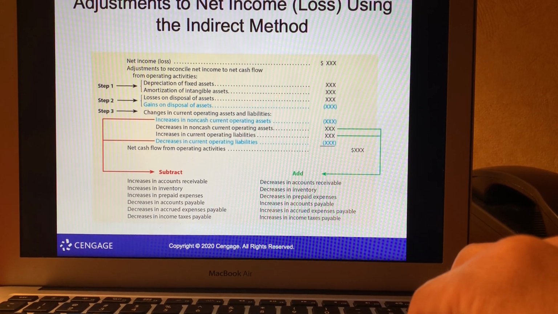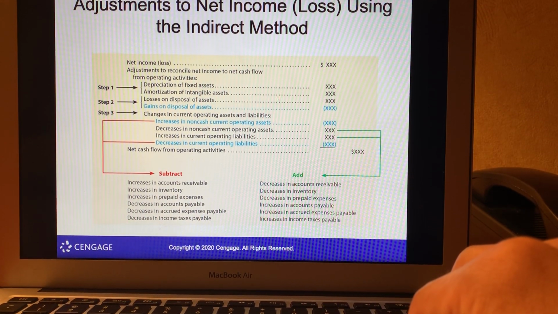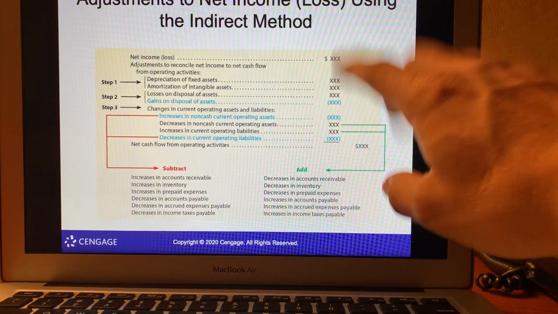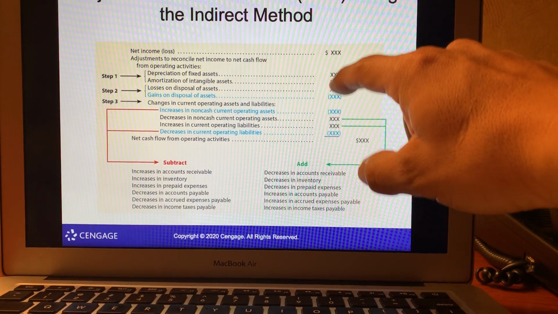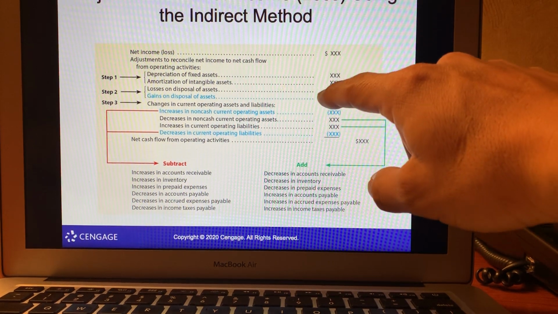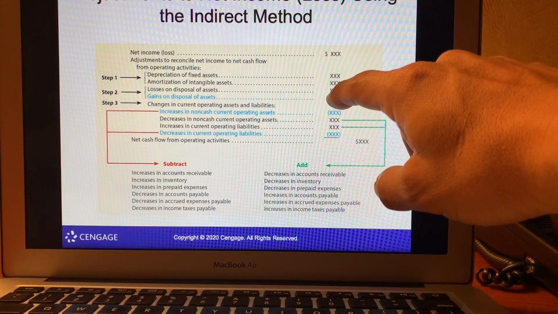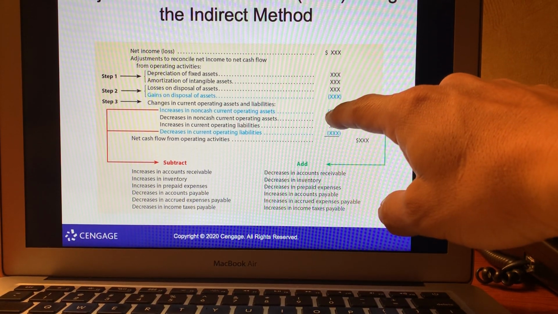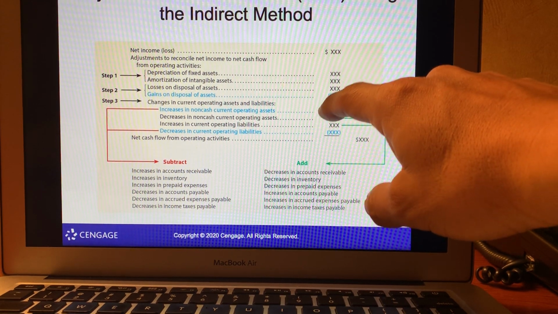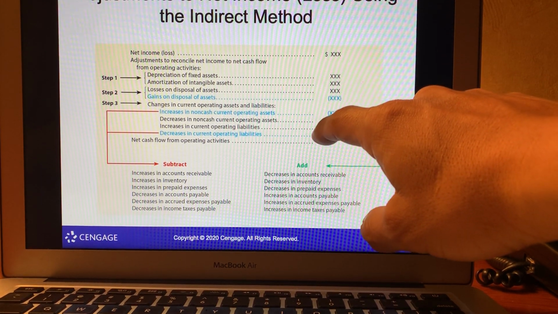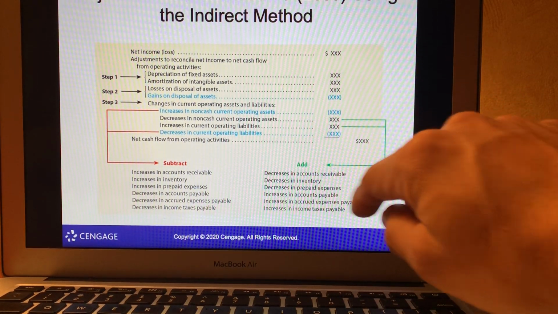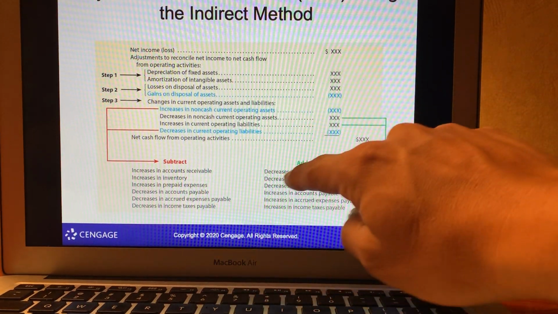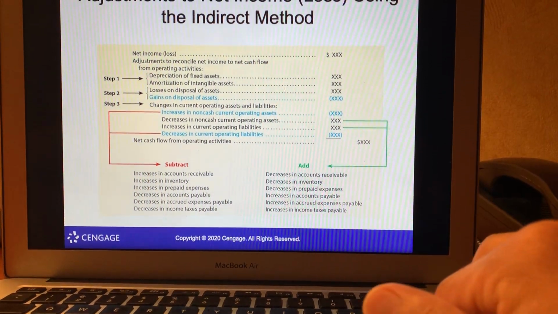Adjustments to net income using the indirect method. So take a look at this. There's no numbers here, but it just lets you know what's going on. Step 1, you're doing your depreciation, amortization. Step 2 is looking at your disposal of assets. And step 3 is looking at your changes in current operating assets, or decreases in liabilities. So here's an example: subtract and then add these, okay?